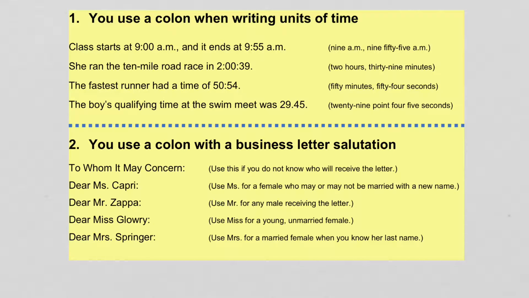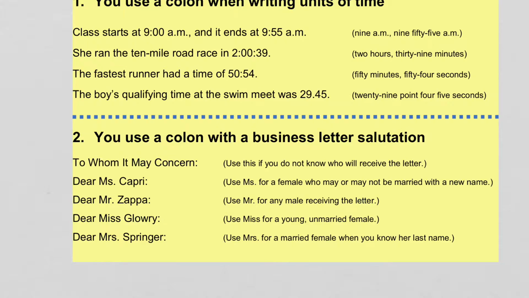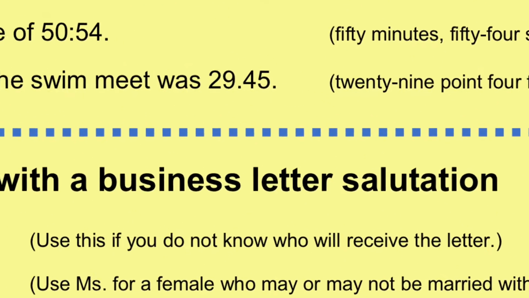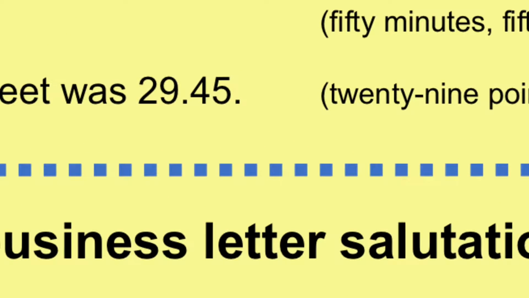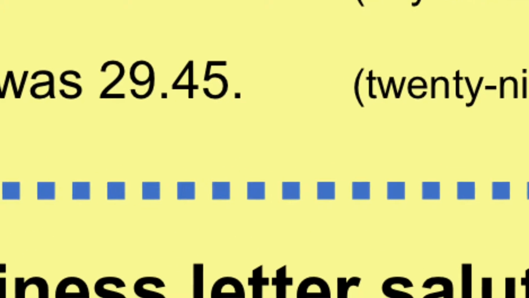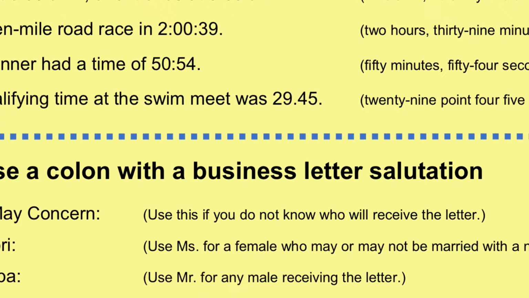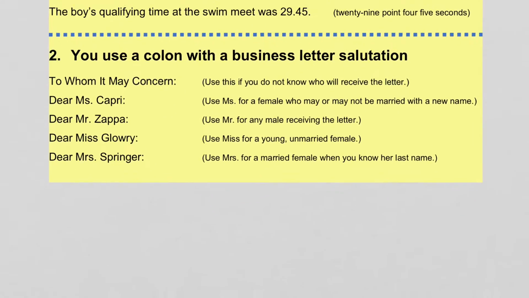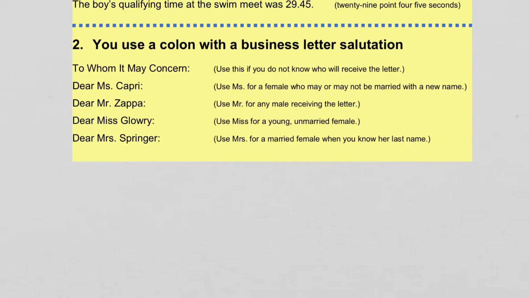And the last example with units of time. The boys' qualifying time at the swim meet was 29.45 seconds. So that's how you say this number, right? You can see that there's a point there, a dot there. You'd say 29.45 seconds. So that's how you would say that. Alright, next set of examples.